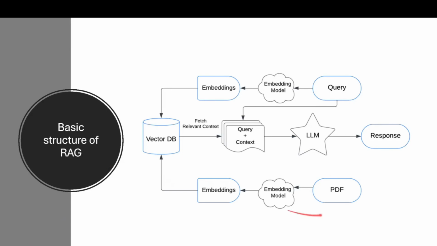I have a PDF file. Okay, and then this PDF file is sent to an embedding model. That embedding model will create embeddings of my PDF file, and then I'll store those embeddings in a vector database. That is the first step. Okay, so this looks like a really simple thing, but it is not.